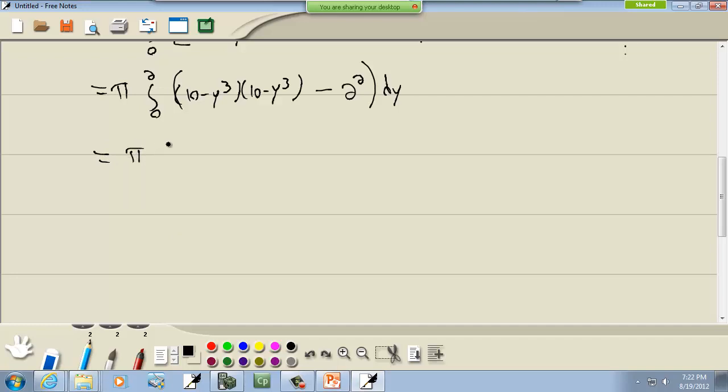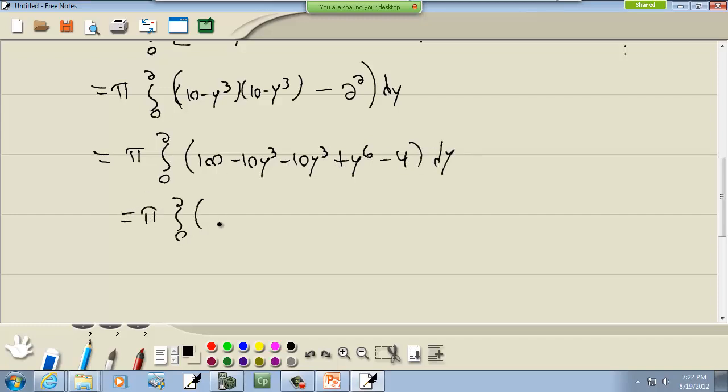Let's see, pi, 0 to 2. 10 times 10 is 100. 10 times negative y to the third is negative 10 y to the third. Negative 10 y to the third. And negative y to the third times negative y to the third is y to the 6. Minus 4 dy. Which gives us y to the 6, negative 10 y to the third and negative 10 y to the third is negative 20 y to the third, 100 minus 4 is 96, dy.